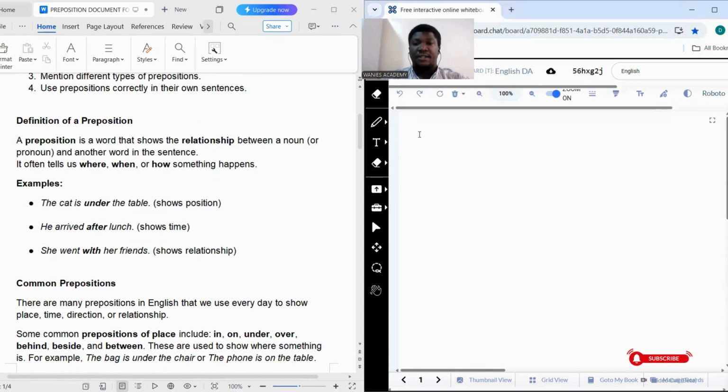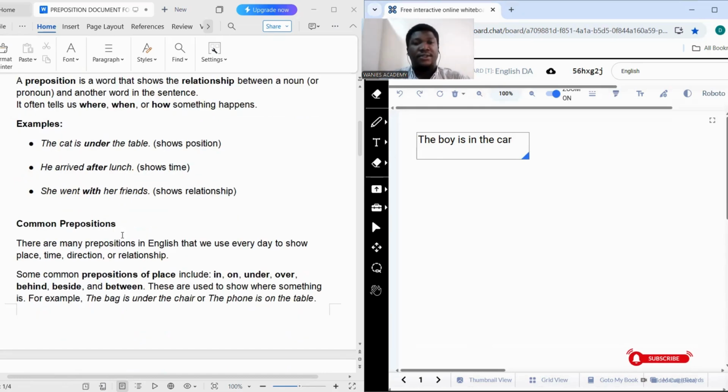Another example to explain that would be the boy is in the car. Now, in is the preposition that shows us the position of where the boy is, the boy being the noun. Let's look at some other examples. He arrived after lunch. This shows time. She went with her friends. With shows relationships between the two different aspects of the sentence.